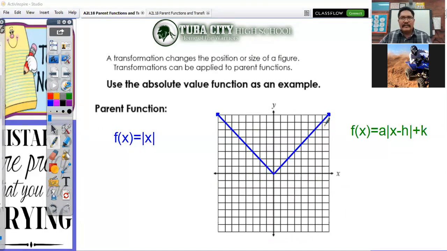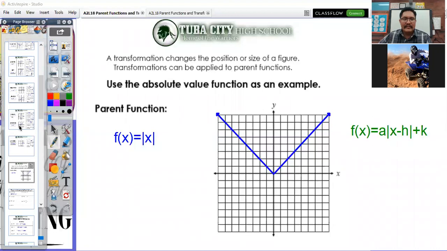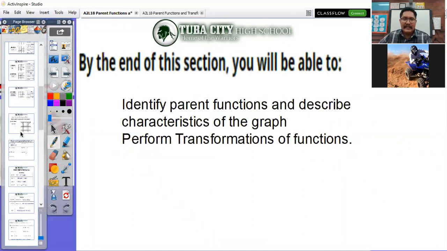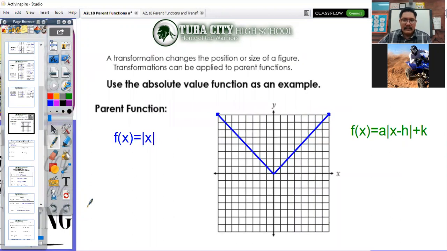Parent functions help us see where the graph has moved to, because transformations are usually moving a figure or changing the shape or size of it. So that's what we're doing today, continuing on with what we were doing the other day. The objective is still the same: looking at parent functions and describing characteristics of the graphs, and then using those to perform transformations.